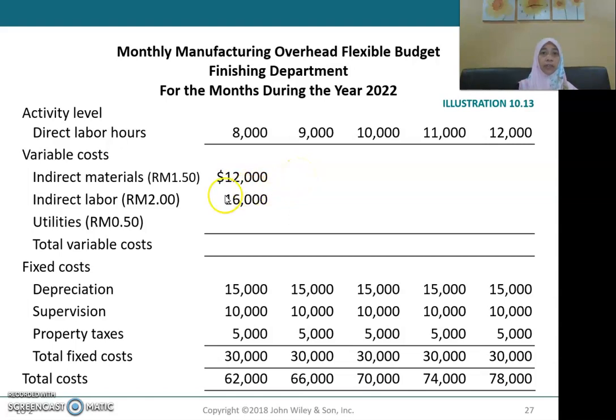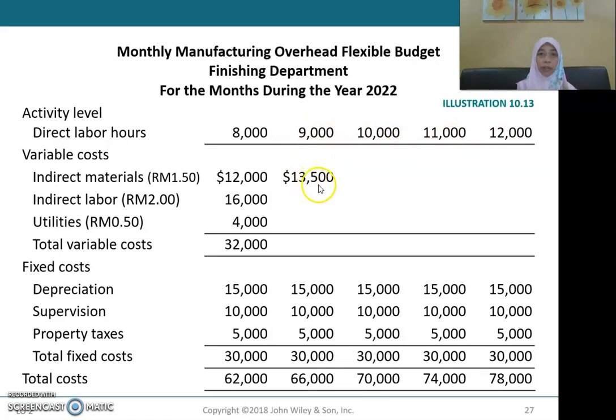If it is for the indirect labor, 2 ringgit will be times 8,000, you will get 16,000. And then for your utilities, it is 50 cent per direct labor hour. If you are working for the 8,000 direct labor hours, that will be 50 cent times 8,000, which will give you 4,000. And then total variable cost, you just add all these three, that will give you 32,000. And then you do the same thing at the 9,000 level, 10,000, 11,000 and 12,000.